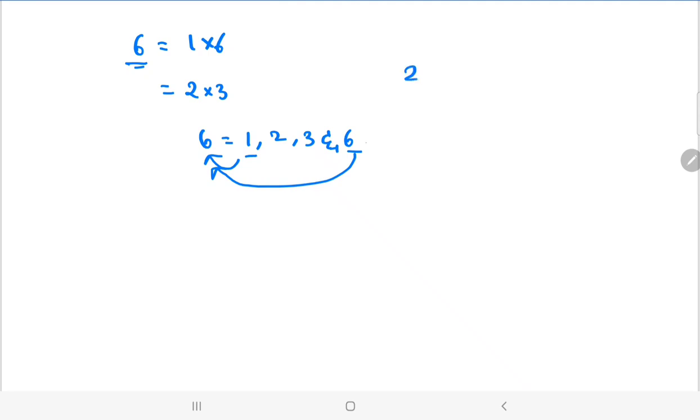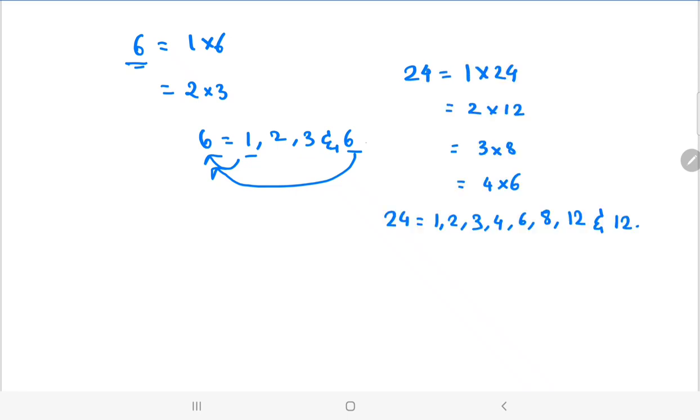So you might get a doubt how to find factors. It is very simple. If I take 24, I can write it as 1 into 24, 2 into 12, 3 into 8, 4 into 6. So if you just see here, you can take all these numbers. I have written 1, 2, 3, 4, 6, 8, 12 and 24.